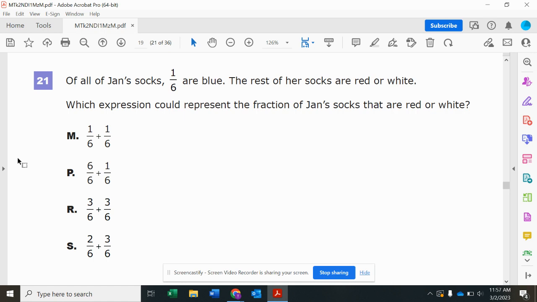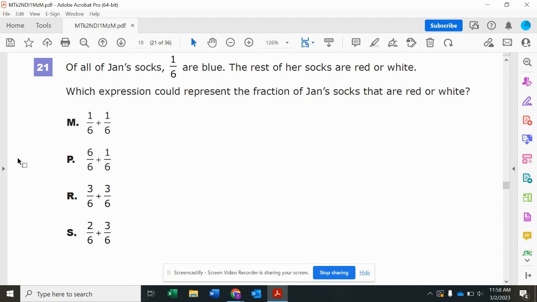Question 21. Of all of Jan's socks, 1/6 are blue. The rest of her socks are red or white. Which expression could represent the fraction of Jan's socks that are red or white?